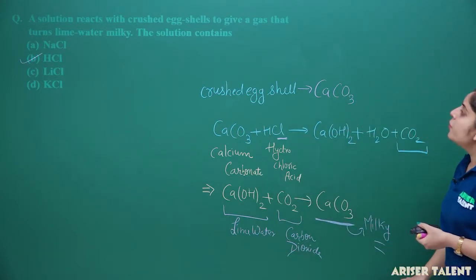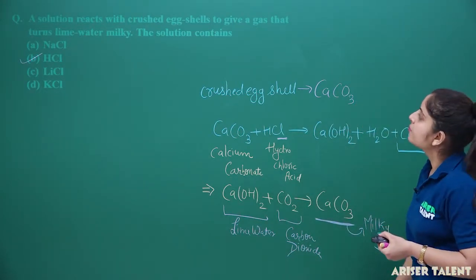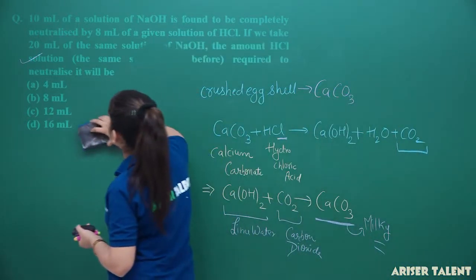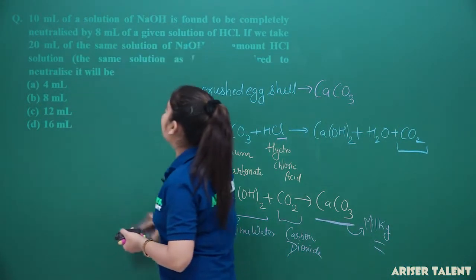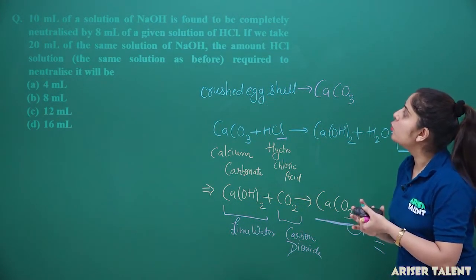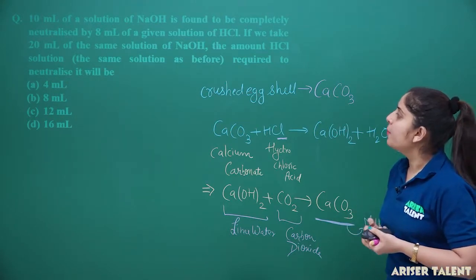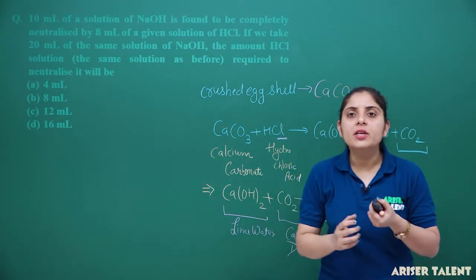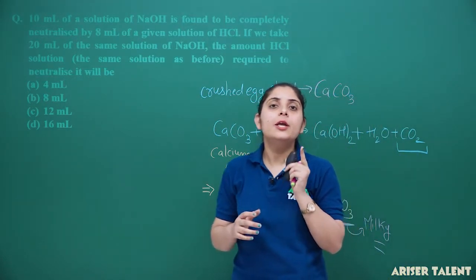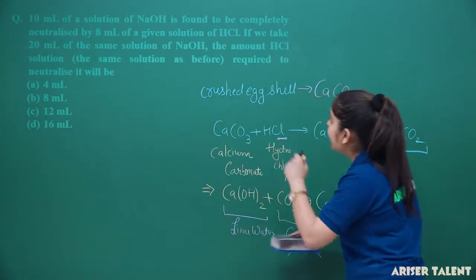Now, we are moving to our next question. 10 ml of solution of NaOH is found to be neutralized by 8 ml of a given solution of HCl. If we take 20 ml of the same NaOH solution, the amount of HCl neutralized will be. Now, this question can be solved by the simpler method called the unitary method.